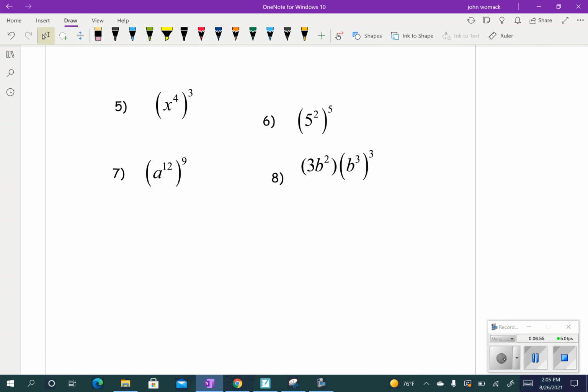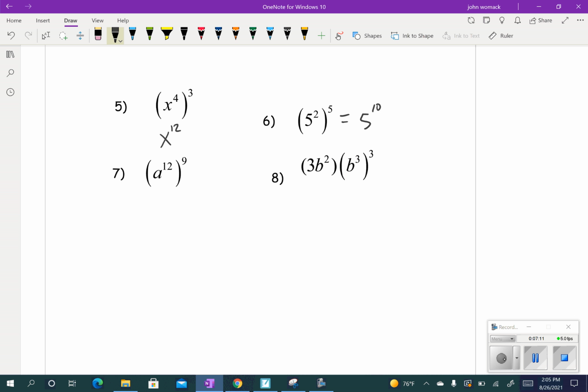If I do number 5, x to the 4th cubed, that's a power raised to another power. So the base stays the same, and I multiply the exponents. Number 6, the base stays the same, multiply the exponents. 7 is just like that. That's what, 12 times 9. 108, I think.